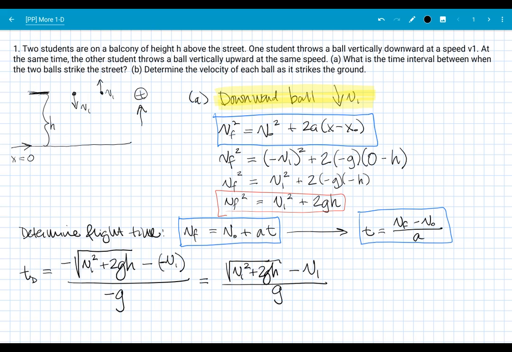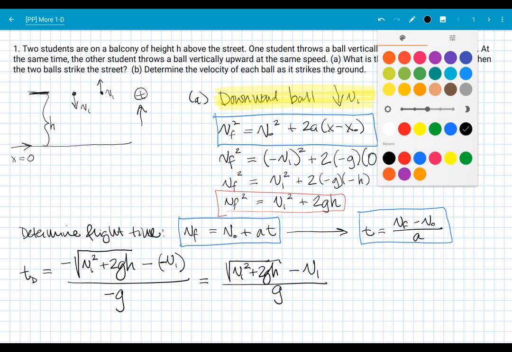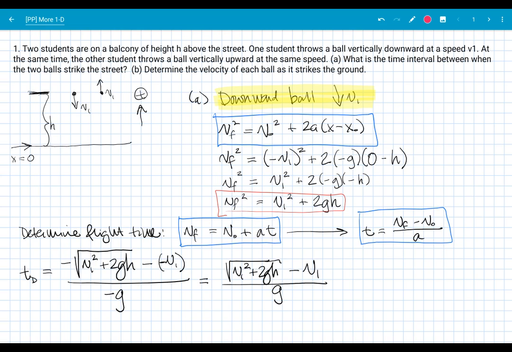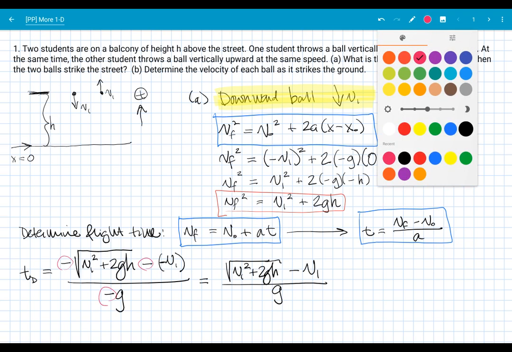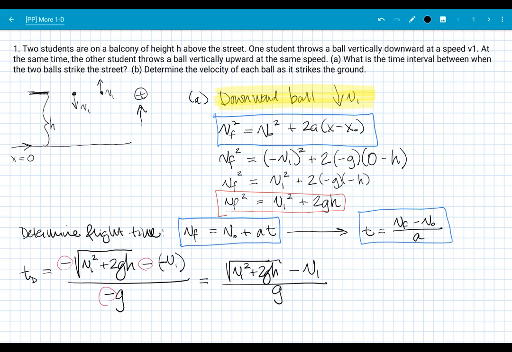So I distributed the negative sign in the g. That gets rid of this negative sign and this negative sign right there, but I'm still left with one in front of that V1. Okay, so this is my time of flight. Now we're going to look at the ball that I'm going to call the upward ball, the ball that was thrown upward.